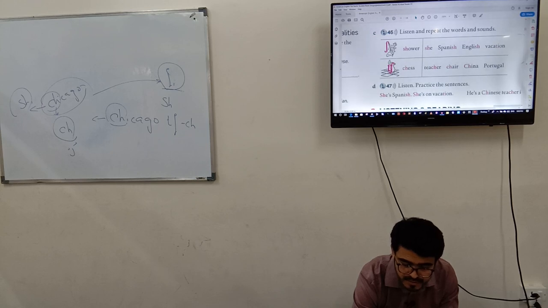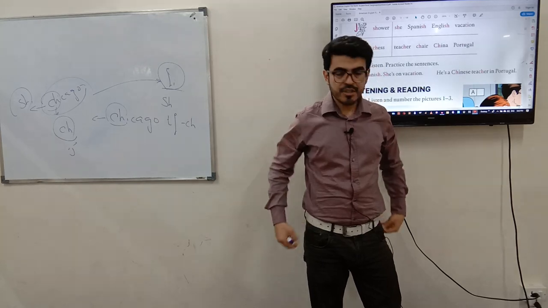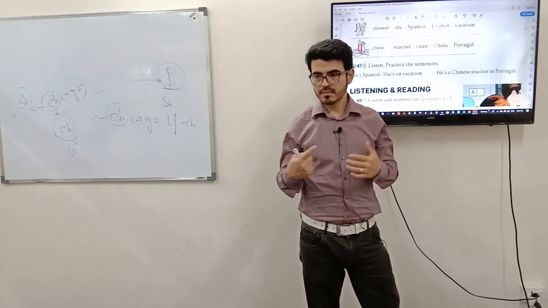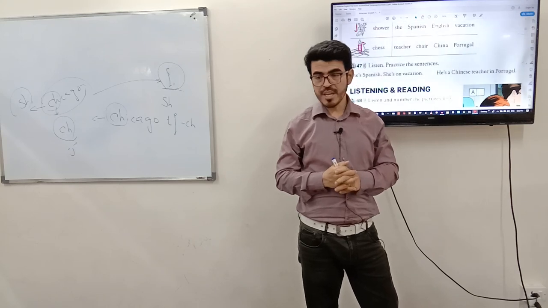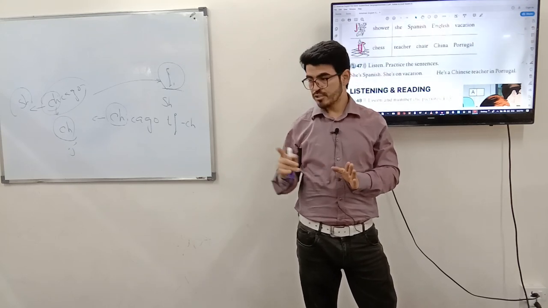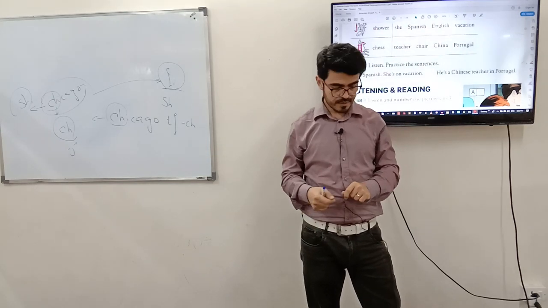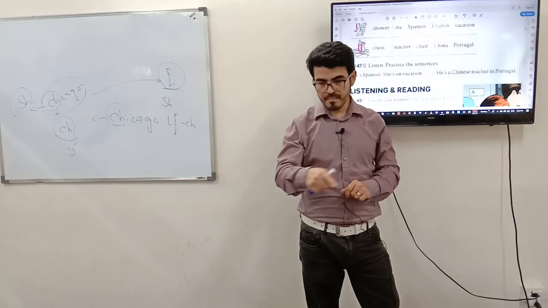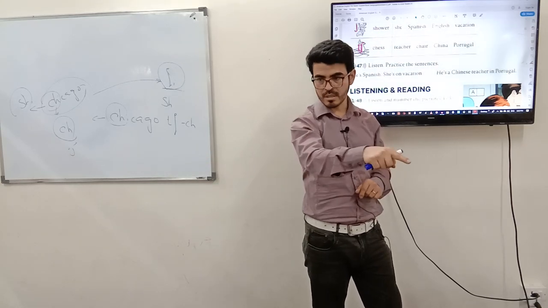China. Portugal. That's nice. Excellent. The number one is what? Shower. Vacation. What is this? Chess. Teacher. Chair. China. Portugal. Excellent. Thank you. What is shower? Shower. Okay. And she? She. Okay? She for them, not for you. What is she?